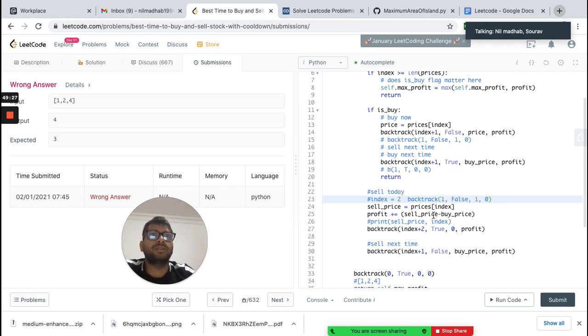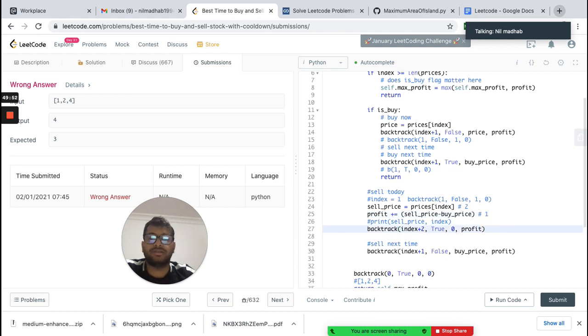So now index will be 1. Now we have price to sell. Sell price will be 2, and profit will be sell price 2 minus buy price 1, so profit will be 1.